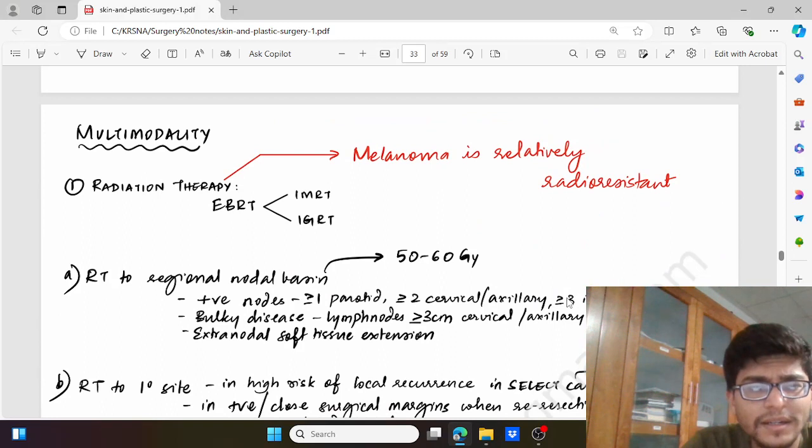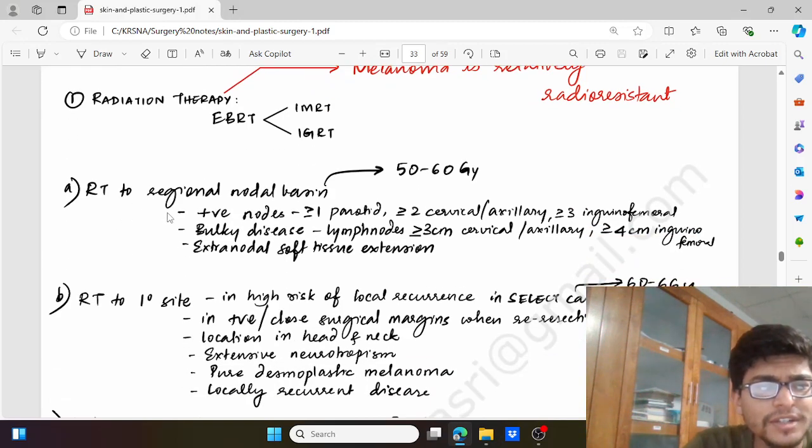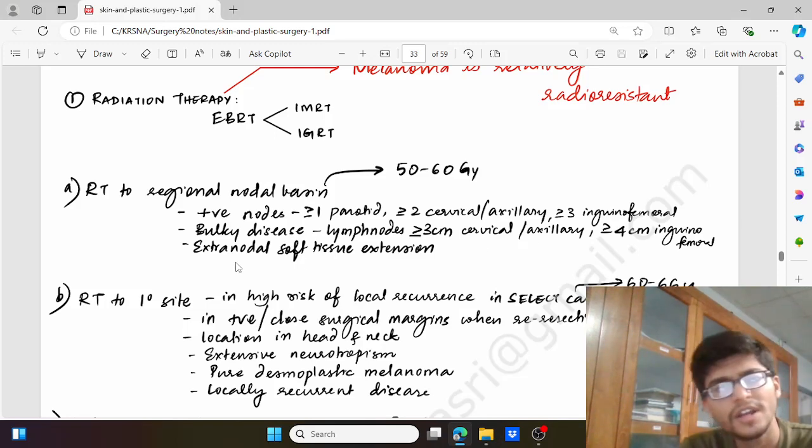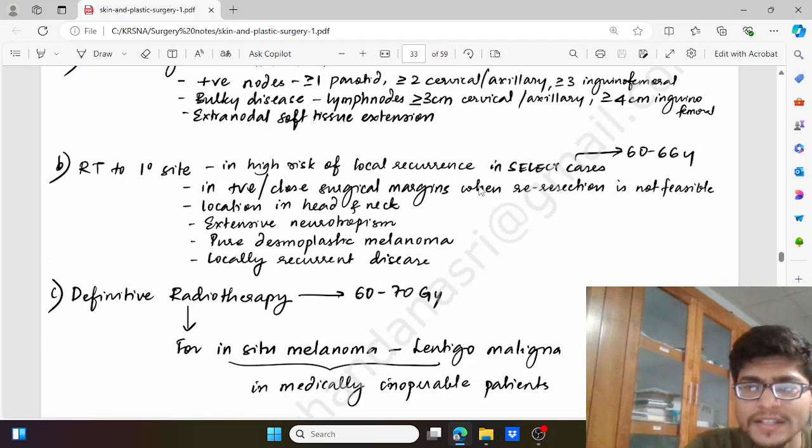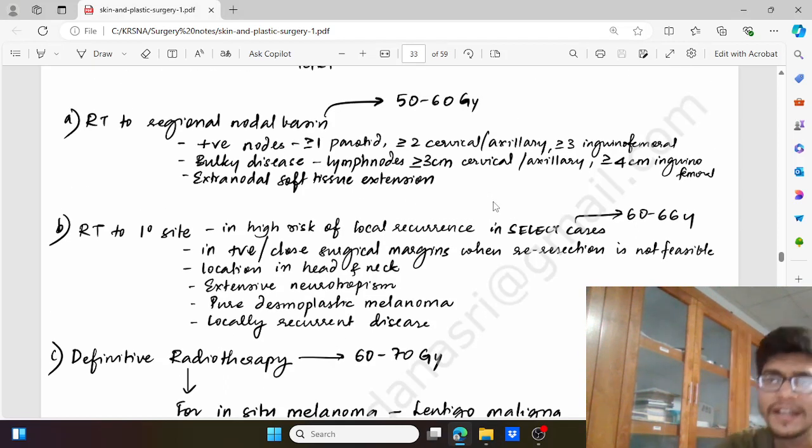Now the multimodality approach, that is radiation, but since melanoma is relatively radio resistant, we have to think whether it is needed or not. Radiation therapy, that is EBRT in the form of IMRT or IGRT. Then radiation to the regional nodal basin, that is 50 to 60 gray. It is given when there are positive nodes, more than one in parotid, more than two in cervical or axillary, more than three in inguinofemoral, bulky disease, lymph node more than 3 cm in cervical or axillary, more than 4 cm in inguinofemoral, extranodal soft tissue extension. For the primary, radiotherapy with high risk of local recurrence in select cases of around 60 to 65 gray.